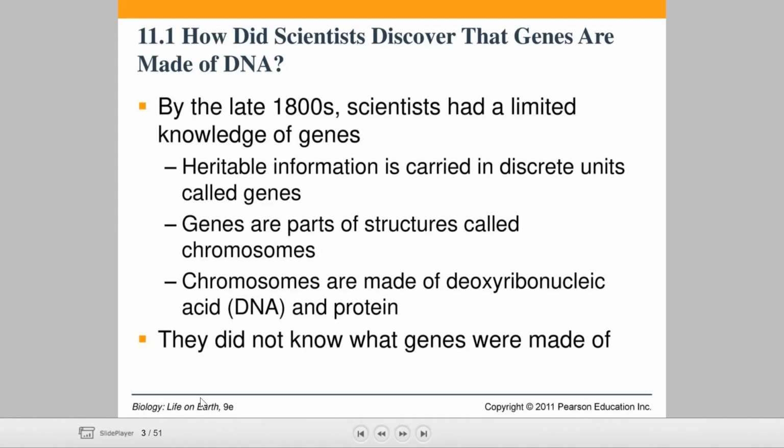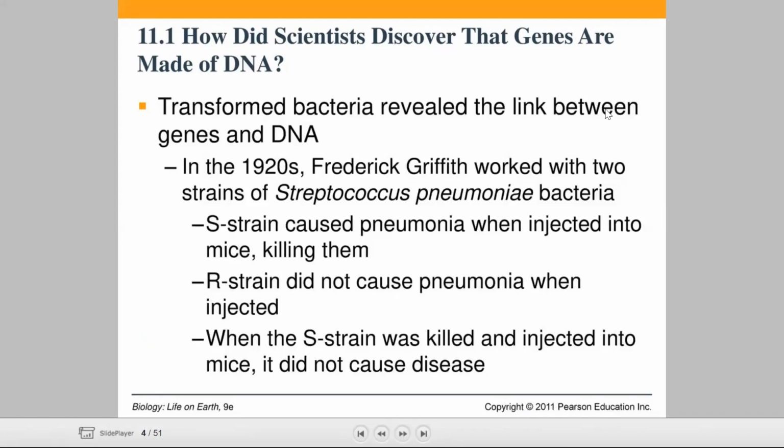And then the next one. How we found that there is a link between genes and DNA is by this transformation experiment conducted in bacteria. In the 1920s, Frederick Griffith worked with 2 strains of Streptococcus pneumoniae bacteria. You don't need to memorize the Latin name, do not worry.